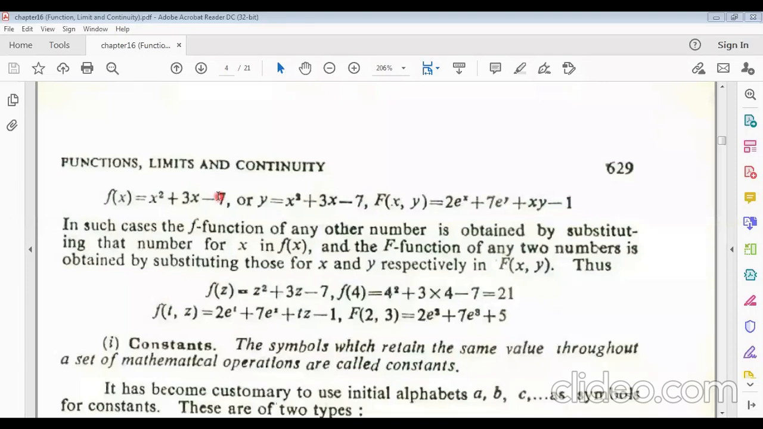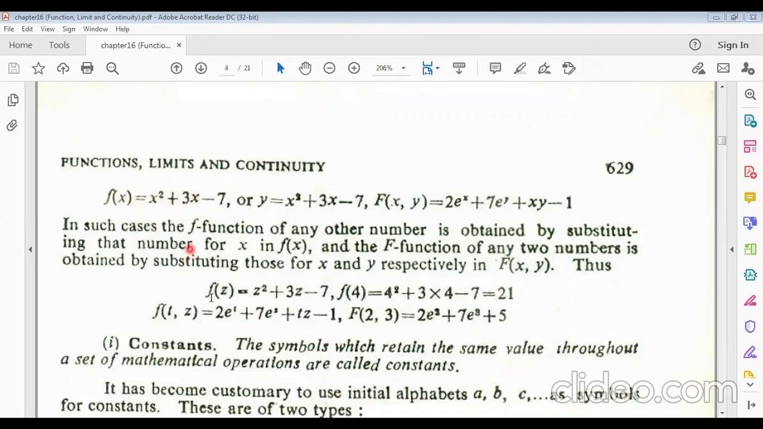Actually, this is the example of the function f(x) = x² + 3x − 7. If you put x equal to any values, like −1, 2, 3, 4, etc., up to infinity, and −1, −2, −3, up to minus infinity, then you will get another value of f(x). So this is the relation between x and f(x). So it is a function.